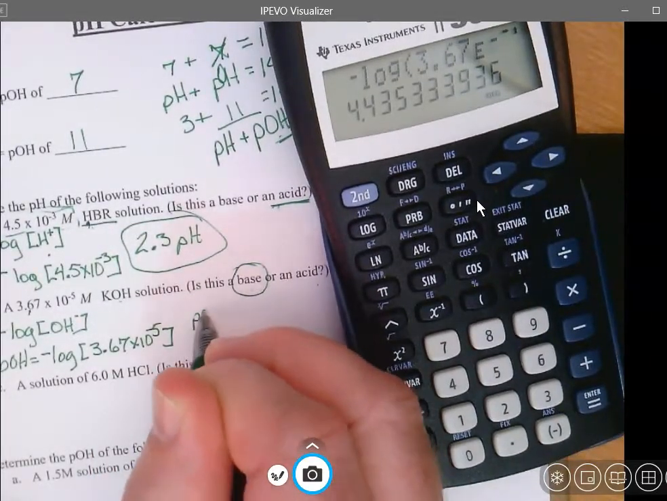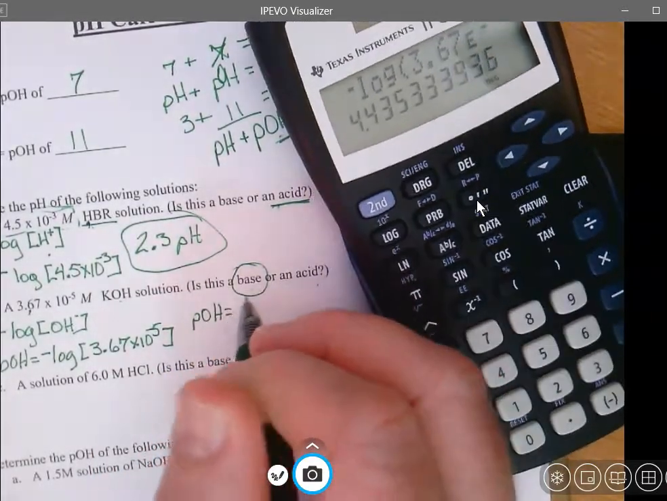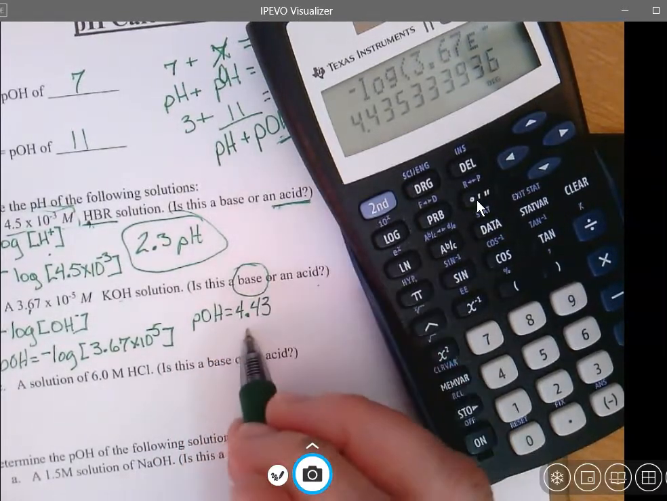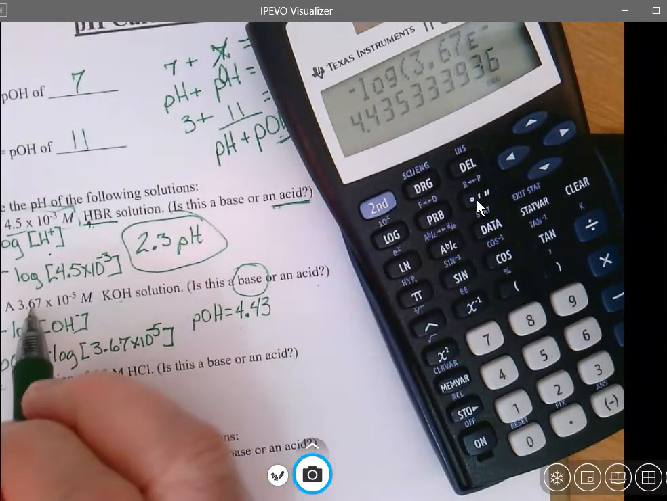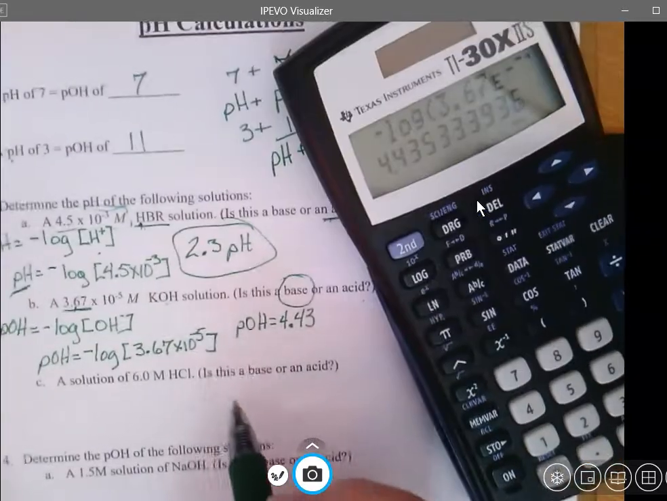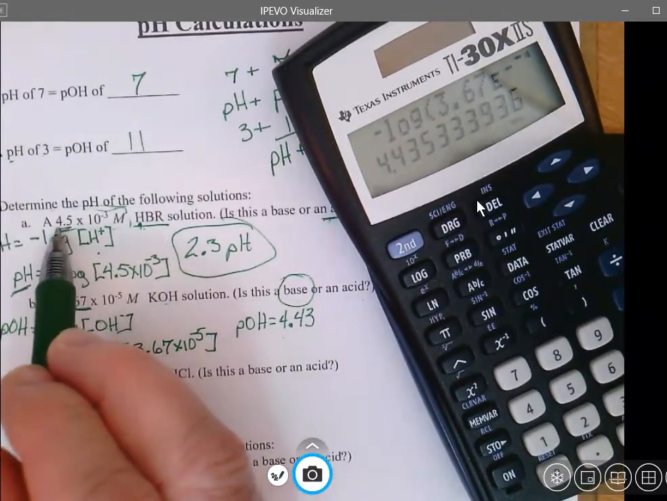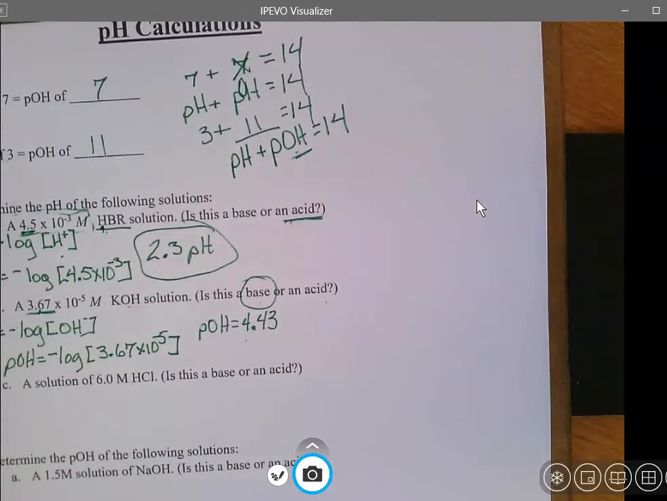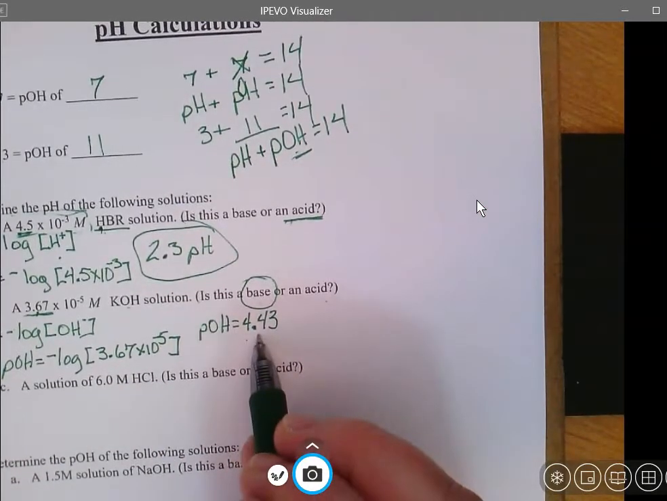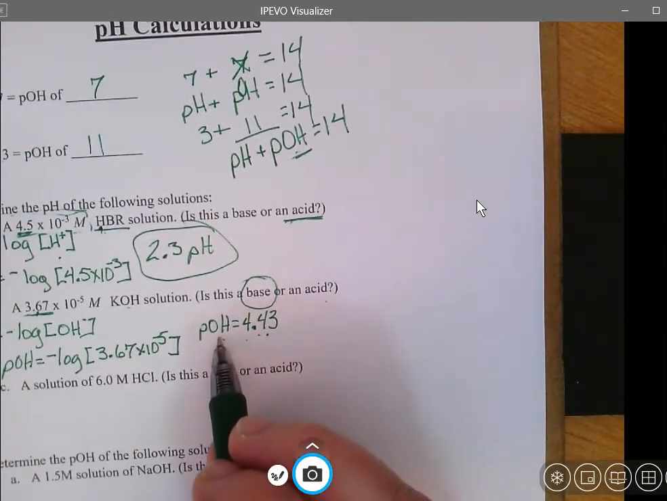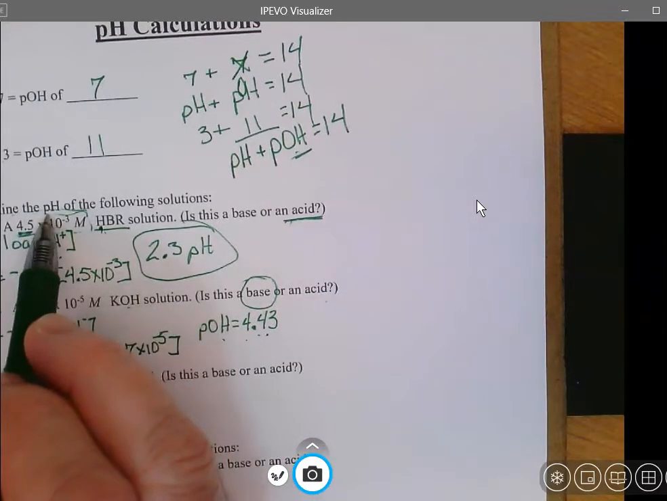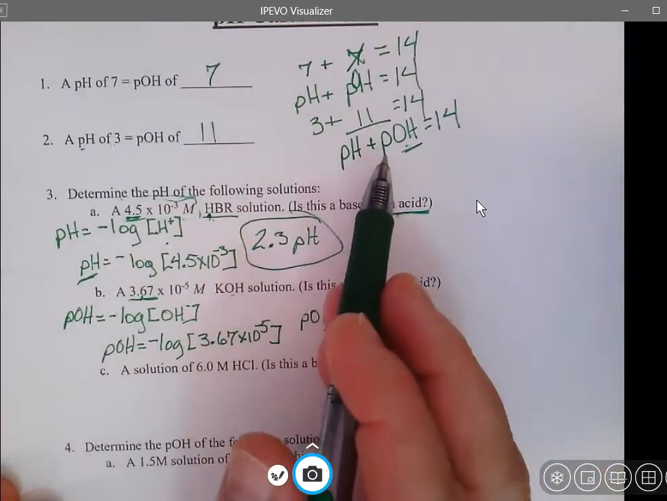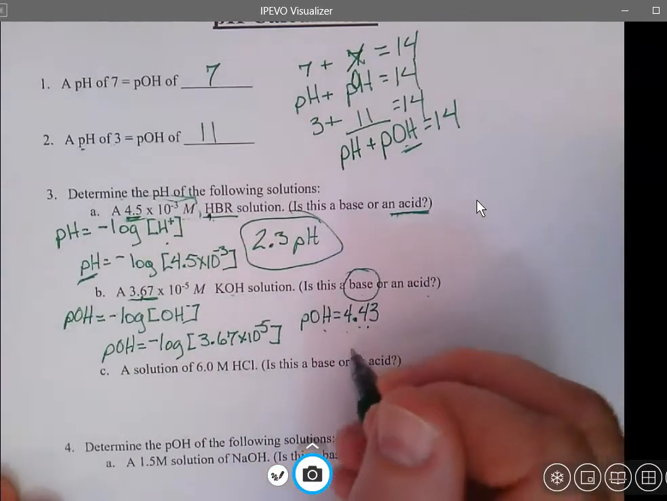So our pOH equals 4.43. This time we're doing 3 digits because we were given 3 digits in the beginning. This other one, we only went 2 digits because we were given 2 digits. Okay? And so now pOH is 4.43. We're looking for the pH from the original question. So now we have to involve this.